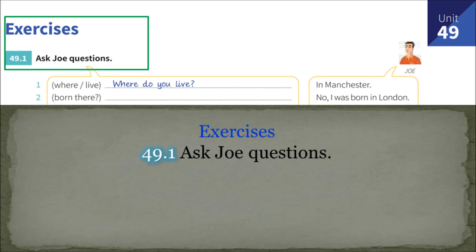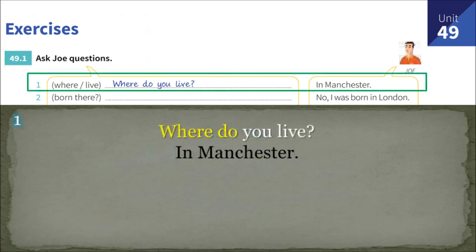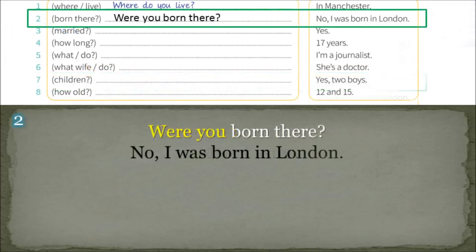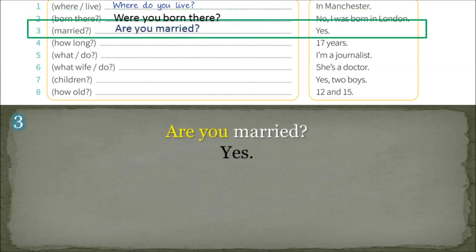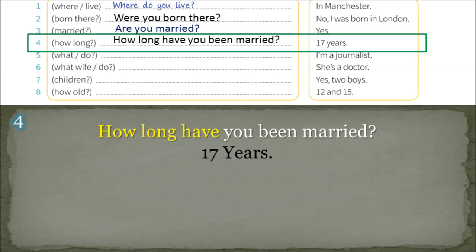Exercises. 49.1. Ask Joe questions. Where do you live? In Manchester. Were you born there? No, I was born in London. Are you married? Yes. How long have you been married? 17 years.